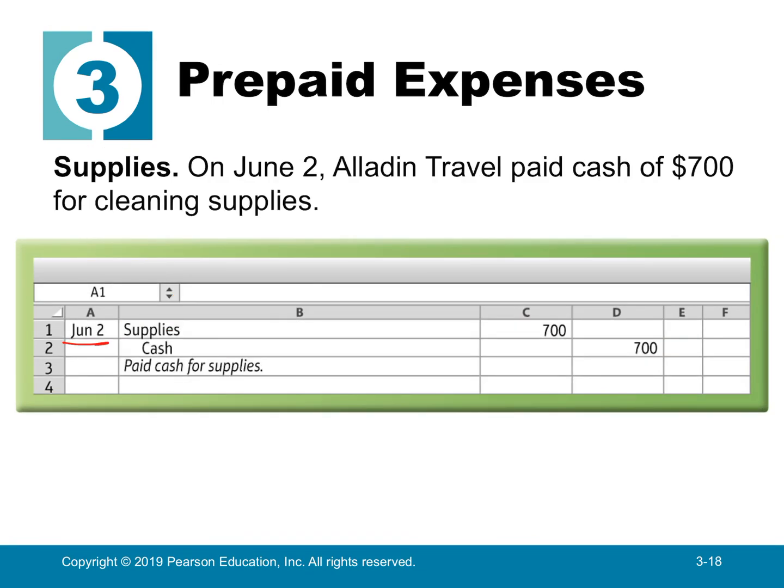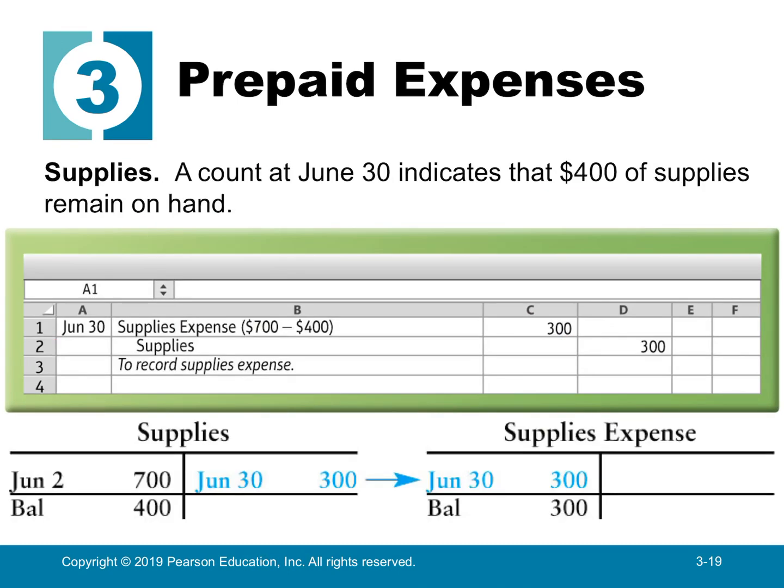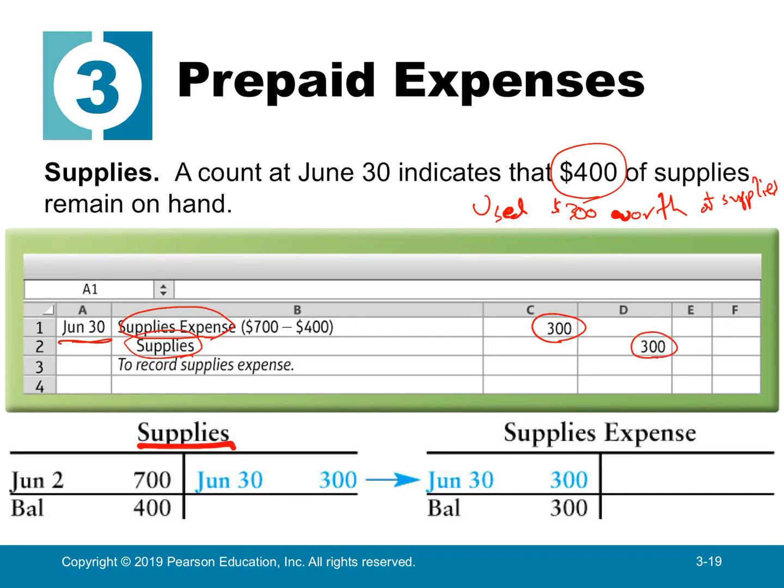Here's another example. June 2nd, we pay cash of $700 for some cleaning supplies that we buy. Well, we're going to debit a supplies account, an asset, right? We increase it by $700, and we're going to decrease cash by $700, an asset. Now we get to June 30th. We open the supplies drawer and realize we have $400 worth of the supplies still on hand, meaning we used $300 worth of supplies. So what do we have to do? Well, we have to expense that. So we have a supplies expense for 300, the amount we used, and we're going to decrease our asset supplies by 300. Okay, so if we go to our ledger account, we have supplies.